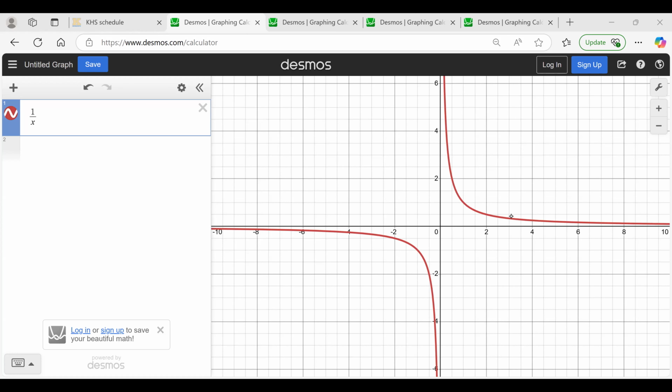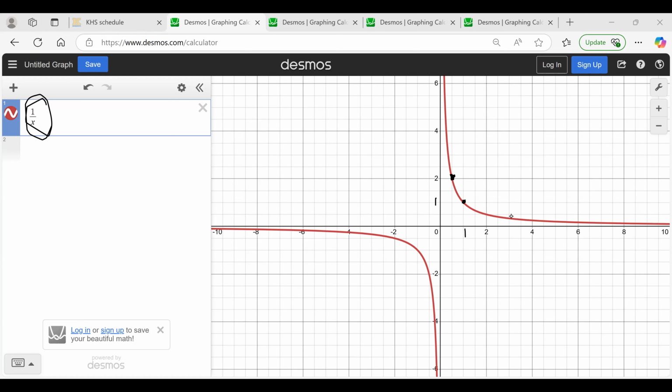This is a reciprocal function. The equation is 1 over x. And I want to point out some things. So this is the equation right here, 1 over x. And notice it has the point 1, 1, good. It has this point right here.